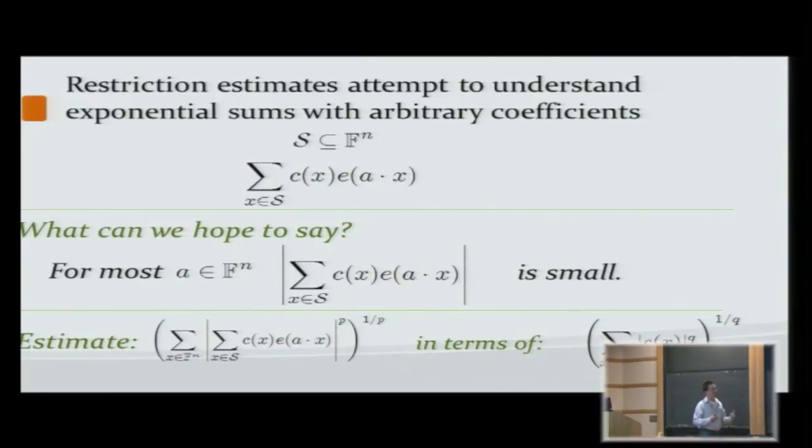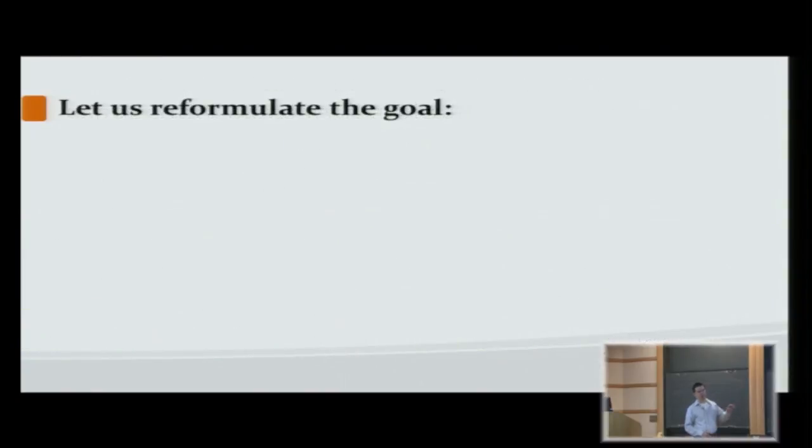And so you can imagine this being quite useful in places where we're using exponential sum estimates, because I'm allowing you to stick arbitrary coefficients on there. Now, of course, I have less control over how often it's small, but I'm allowing you much more freedom in choosing the coefficients. All right, so let me reformulate the goal.